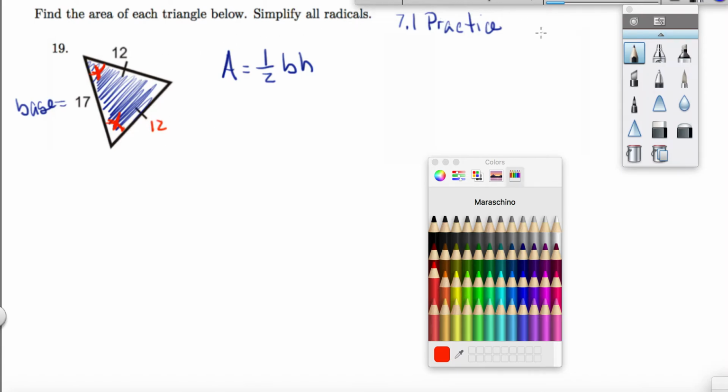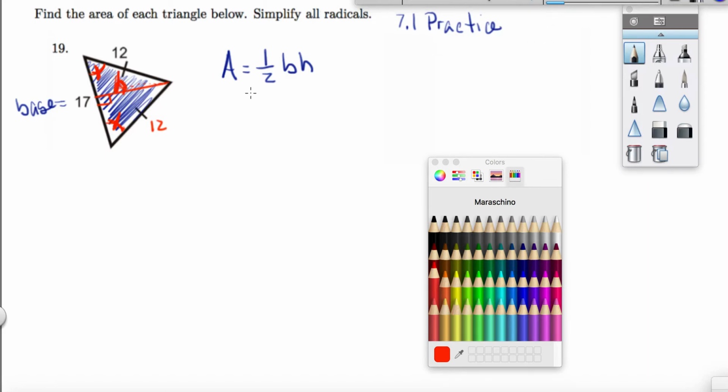So we know all three sides, but in order to know the area, we need to know the base and we need to know the height. So what's the height of this triangle? Well, it's the same as the altitude. It is the altitude from the vertex down to the base, forming a 90-degree angle. So this is our height right here. We don't know this. We need to find it.